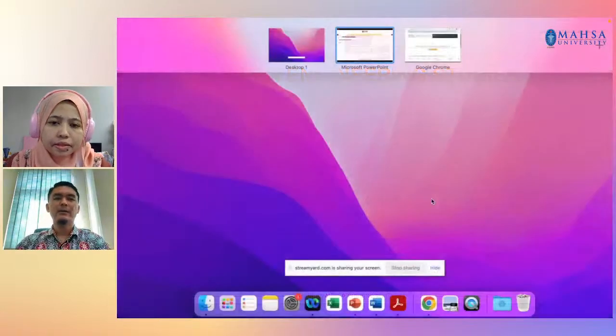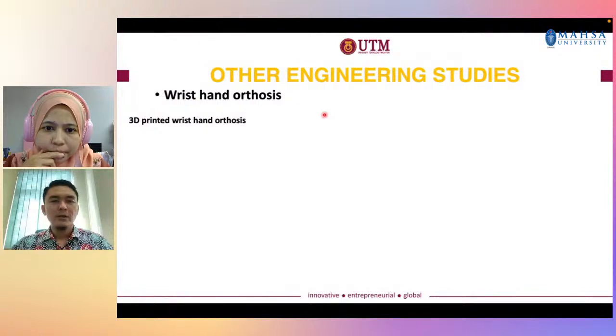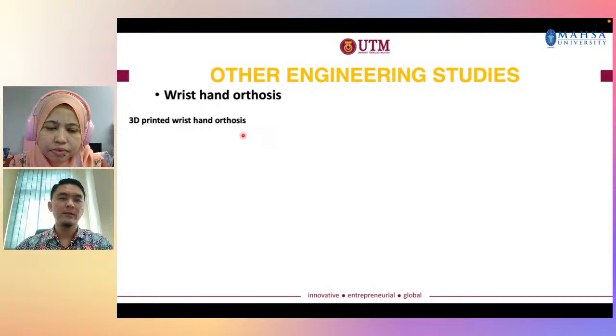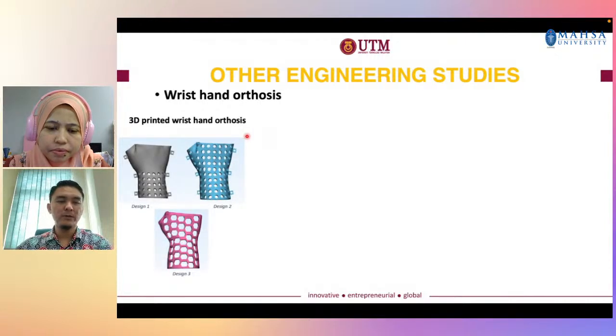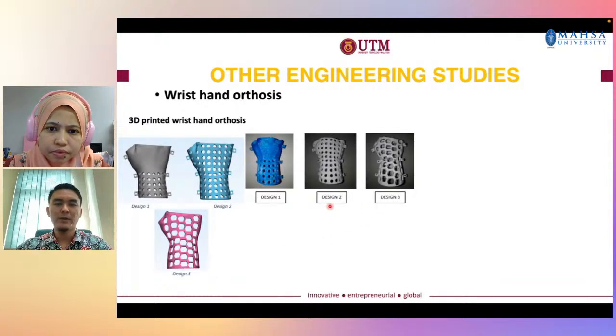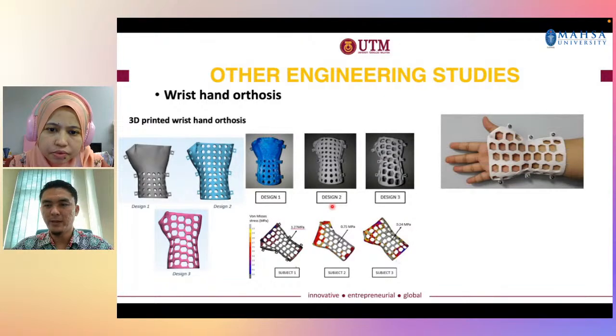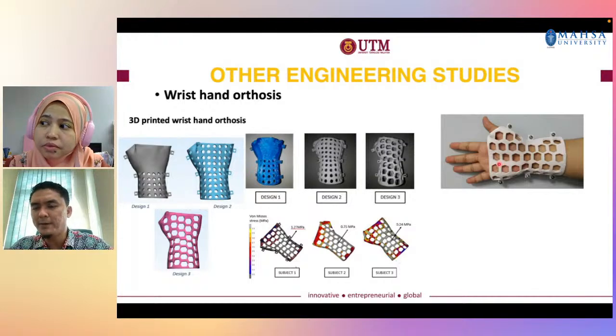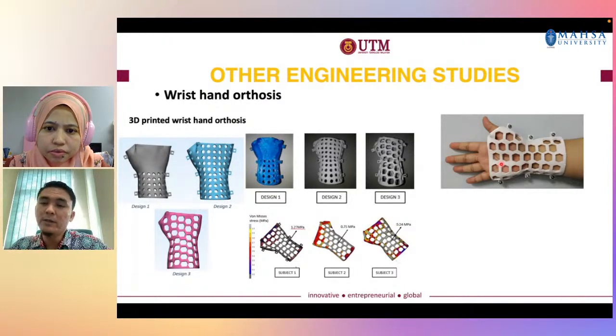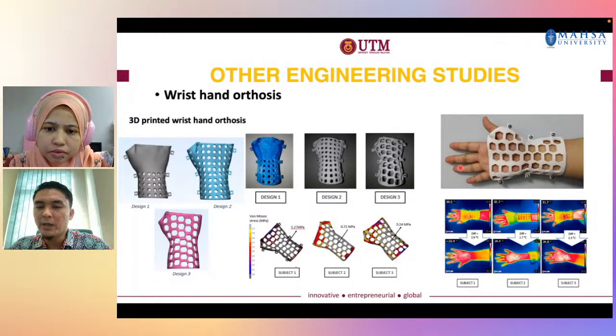And then the other engineering studies that we conducted is on the 3D printed wrist orthosis. So again, we developed this orthosis using CAD software, and then we print out the orthosis, and then we simulate using finite element, and we try on the subject, and again we ask the question to see the comfort perception from the subject, and also we conducted analysis on the thermal.